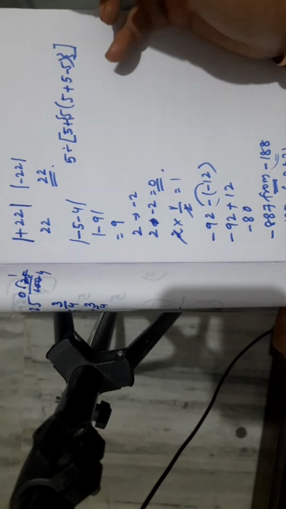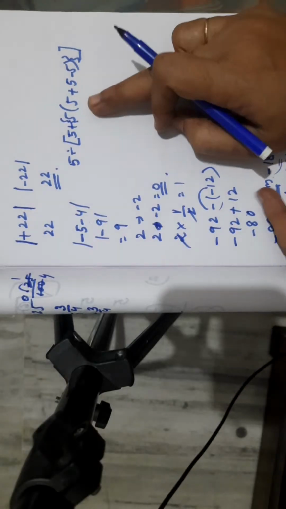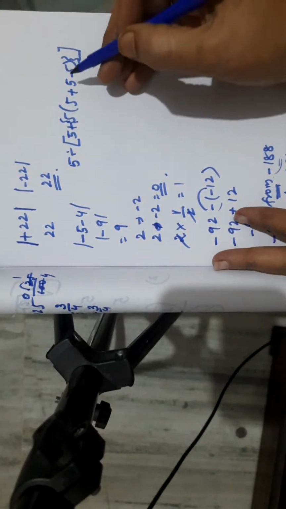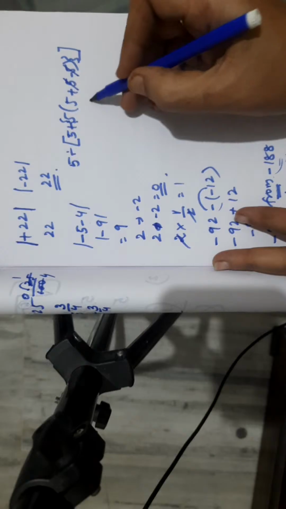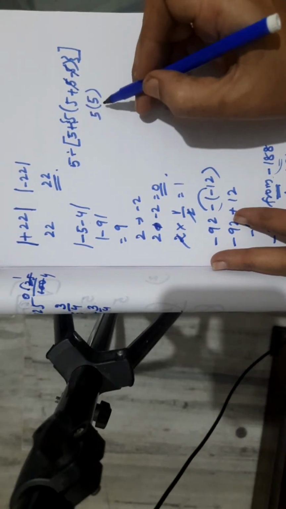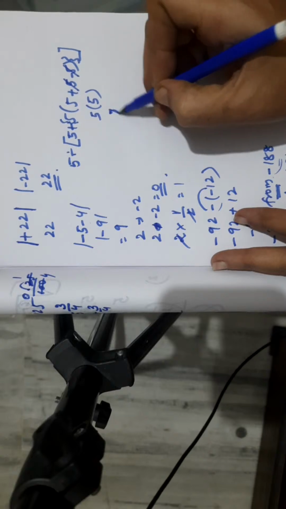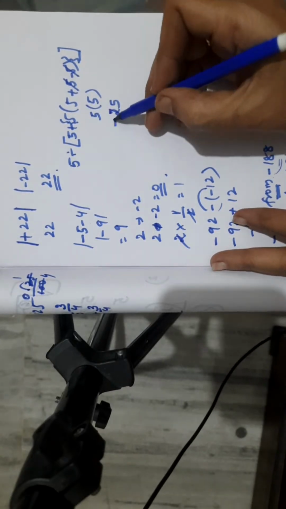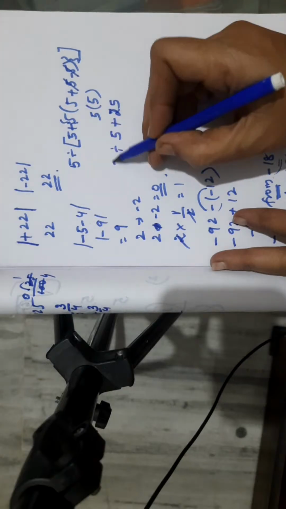Question is in this way. First we are going to solve the smaller one. So 5 and 5 will get cancelled. If no sign is there, it means the numbers are in multiplication. So multiply them: 25, then plus 5, divided by 5.